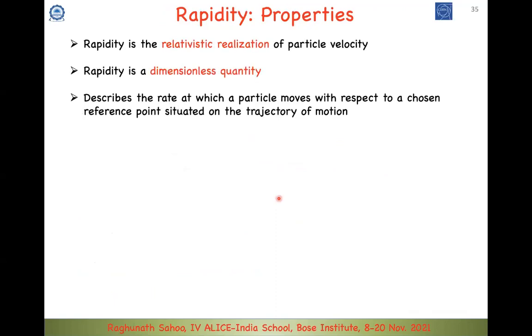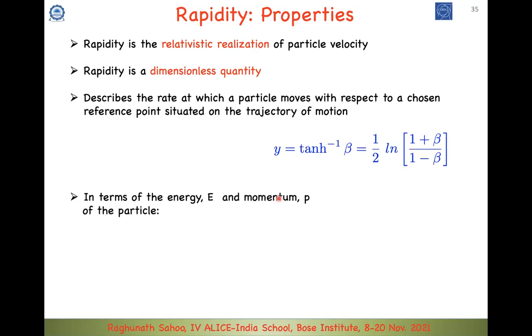Should I skip a couple of things on rapidity properties, the conversion to pseudorapidity and the mass dependent suppression at mid rapidity, so that I can save time and go to invariant yield, because we are almost touching 1 hour.